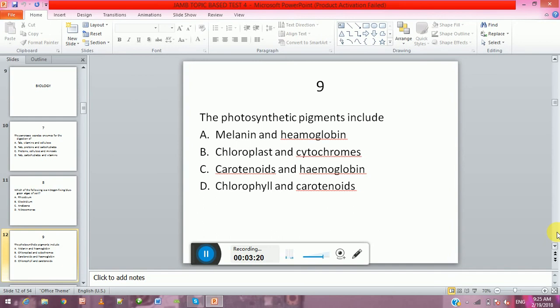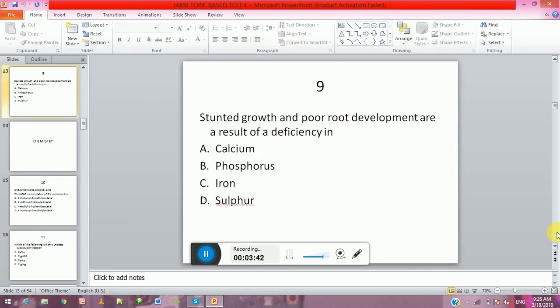The photosynthetic pigments include A. Melanin and hemoglobin. B. Chloroplast and cytochromes. C. Carotenoids and hemoglobin. D. Chlorophyll and carotenoids. Stunted growth and poor root development are as a result of deficiency in A. Calcium. B. Phosphorus. C. Iron. D. Sulfur.